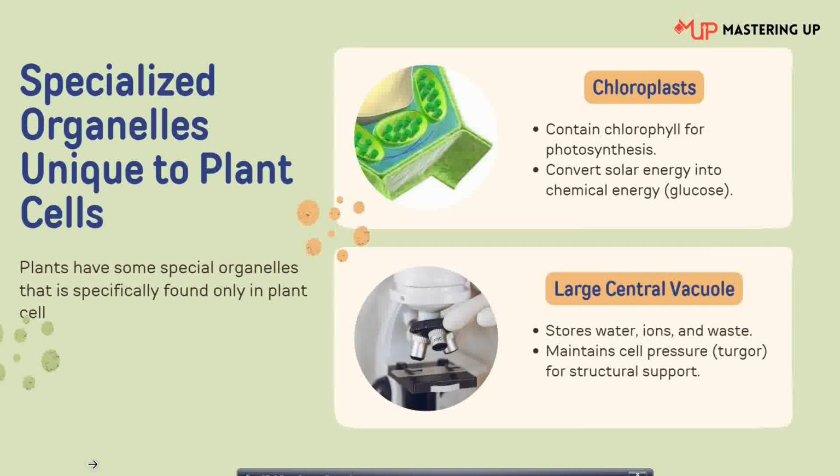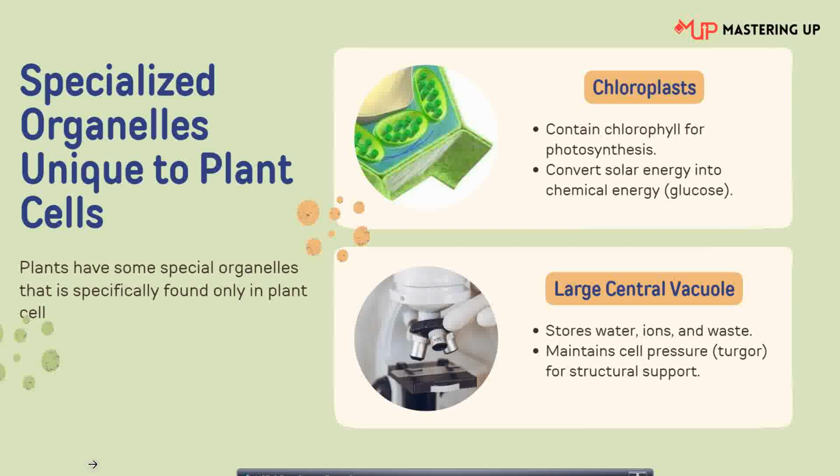And now we have some specialized organelles unique to plant cells only. Some of these organelles are present only in plant cells. We have the chloroplast. It contains chlorophyll for photosynthesis and converts solar energy into chemical energy, that is glucose. The chloroplast is the major organelle responsible for photosynthesis, because the chlorophyll helps absorb light and convert it into chemical energy.